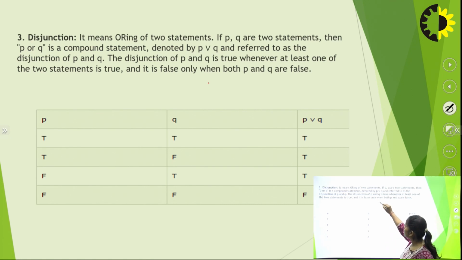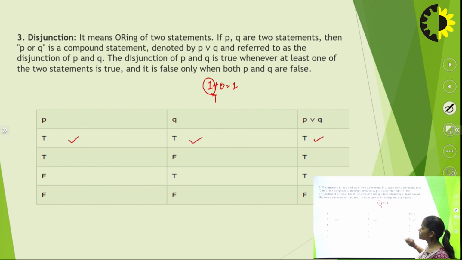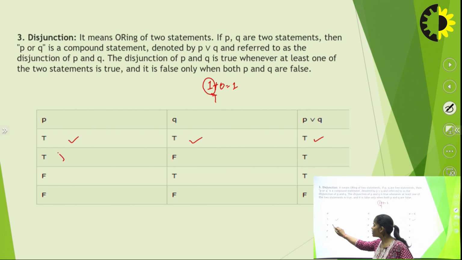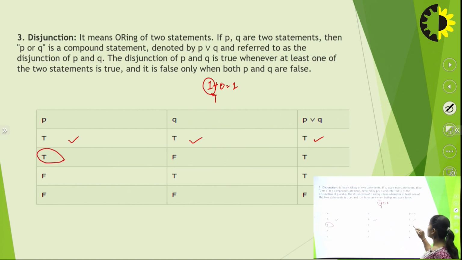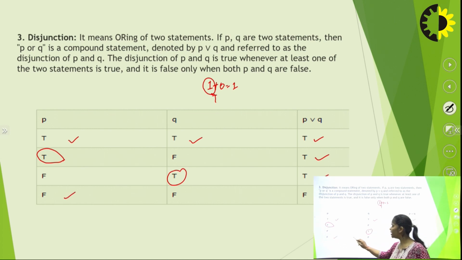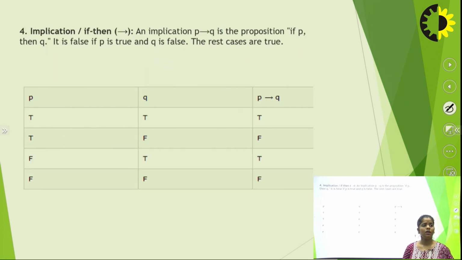It works like this: 1 plus 0 is always equal to 1. So 1 represents the true value. If we get both true, the result will be true. If we have only one true, then the result will also be true in both cases. But if we have both values as false, then the output is false. So this is the basic disjunction operation which we use.